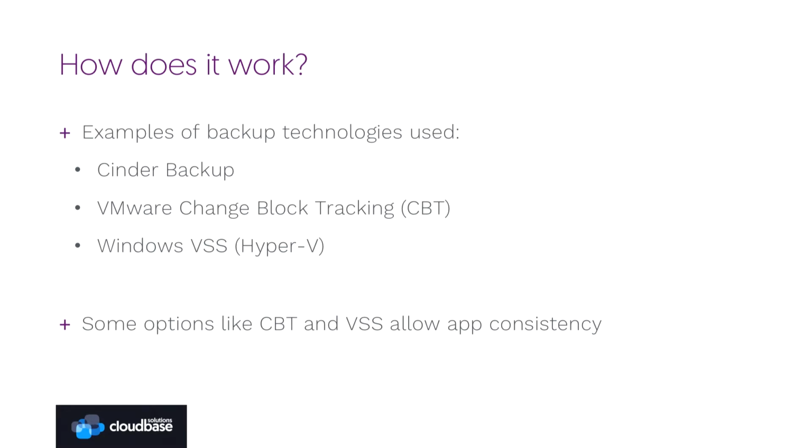How does it work? It uses, for example, technologies like Cinder Backup or VMware change block tracking or Windows VSS to perform a snapshot and allow you to leave the machine running on the source, take a snapshot, extract the data incrementally, so that the first time you do, for example, a full backup, but the second time you do it only with incremental bits and pieces, and then you restore basically the machine on the target cloud, okay?